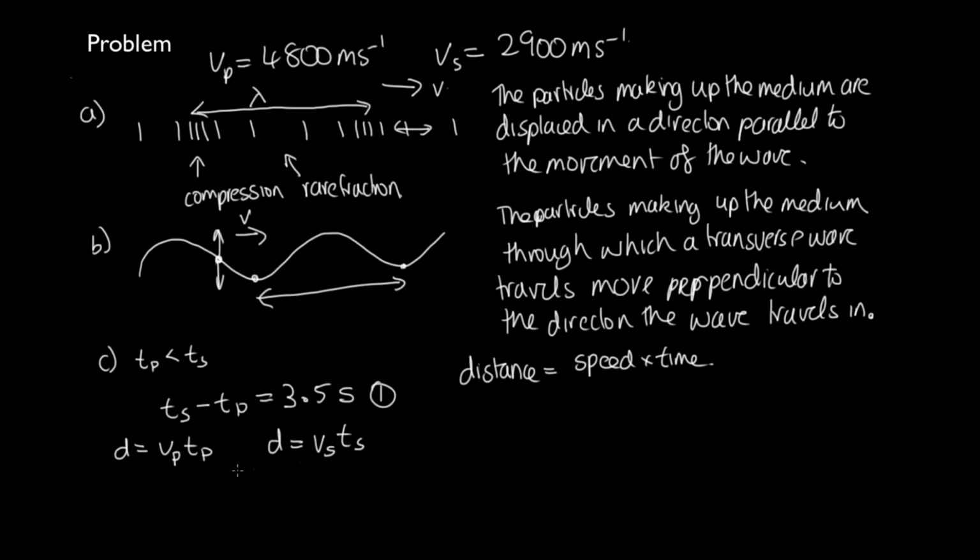So what we can do now is equate these two together, because this is the same distance. This is the distance from the epicenter to the base station. So this tells us that Vp Tp is equal to Vs Ts. And so Tp is equal to Vs Ts on Vp. Now let's call this equation 2.